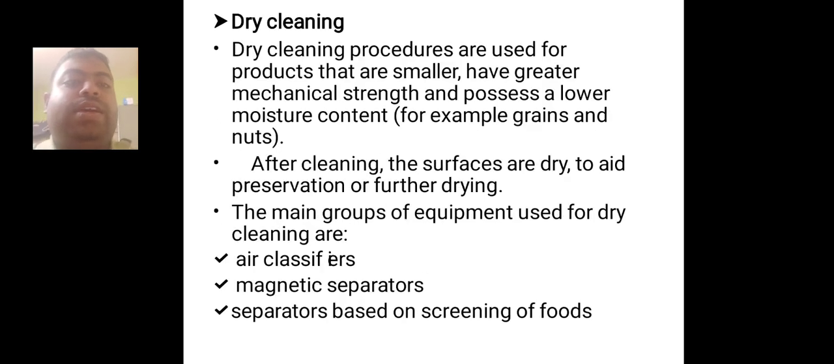Dry cleaning. Dry cleaning procedures are used for products that are smaller, having greater mechanical strength and possessing a low moisture content. For example, grains and nuts. After cleaning, the surfaces are dry to aid preservation or further drying. The main group of equipment used for dry cleaning are air classifiers, magnetic separators, and separators based on screening of foods.